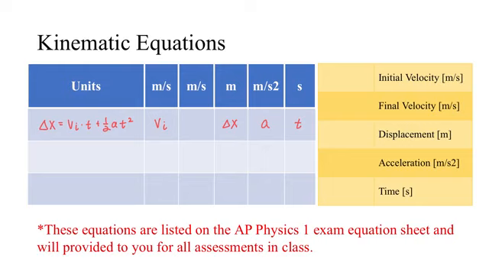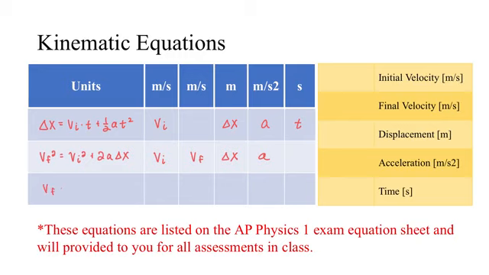Our second equation looks like this. The final velocity of an object squared is equal to its initial velocity squared plus 2 multiplied by its acceleration and then multiplied by its displacement. So this equation relates our initial velocity, our final velocity, our acceleration, and our displacement, delta x, but it does not include time. Given any three of these variables, you could use this equation to solve for the last one.